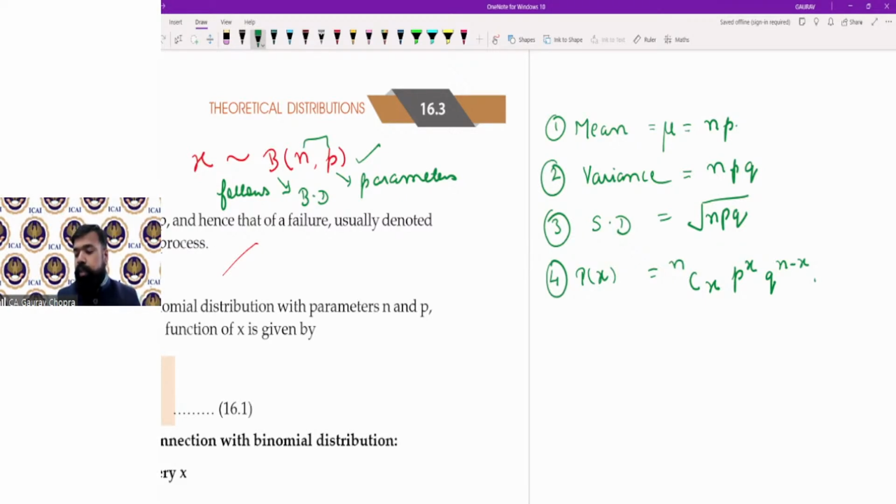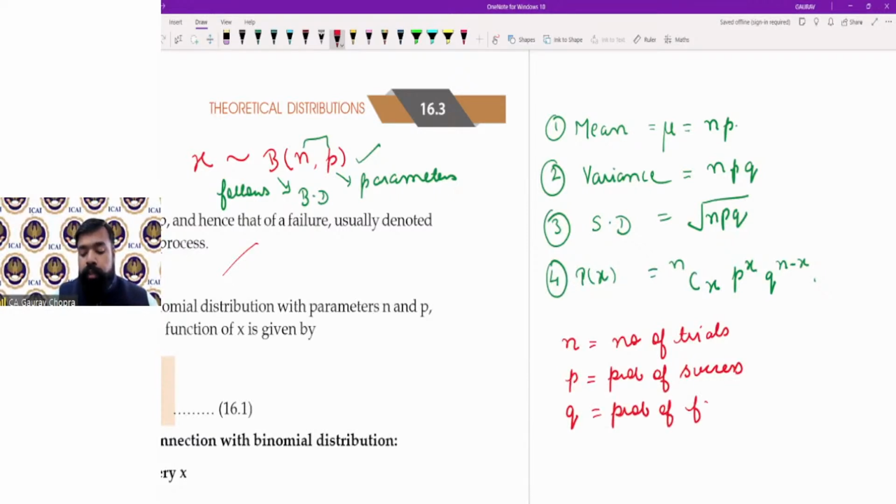Now you have to remember these four basic formulas, and these are very easy. From this, what is small n? Small n is the number of trials. P denotes the probability of success. Q denotes the probability of failure. And X is the required number, whatever you have to calculate.